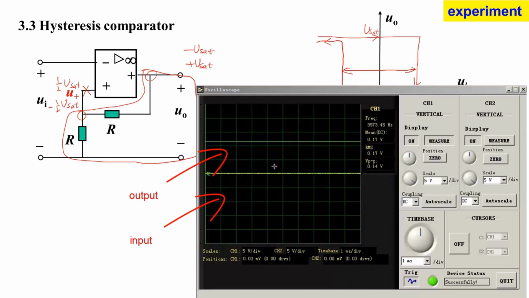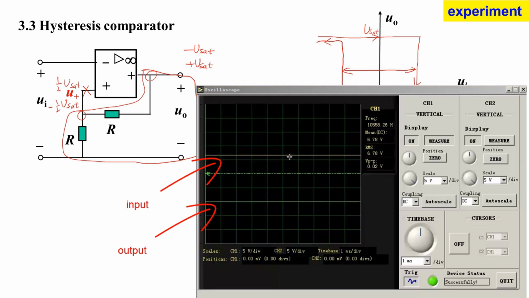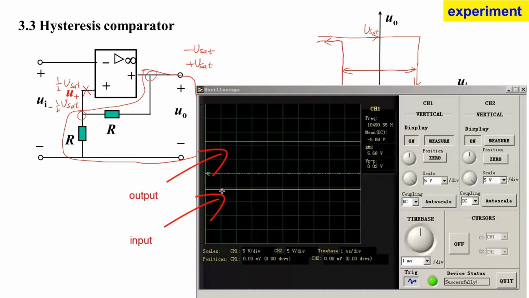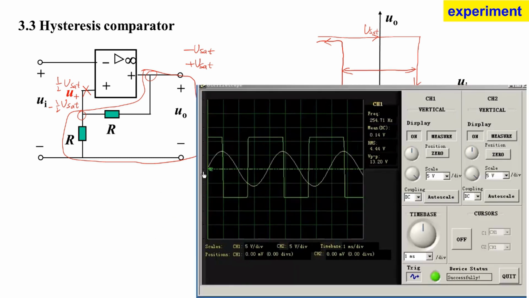Now we increase the input voltage, making it change from negative to positive gradually. When the input is greater than the non-inverting input, the output of the hysteresis comparator turns over from positive to negative. Then we decrease the input voltage, making it change from positive to negative gradually. When the inverting input is less than the non-inverting input again, the output of the hysteresis comparator turns over from negative to positive. Now the input is a voltage signal, AC.